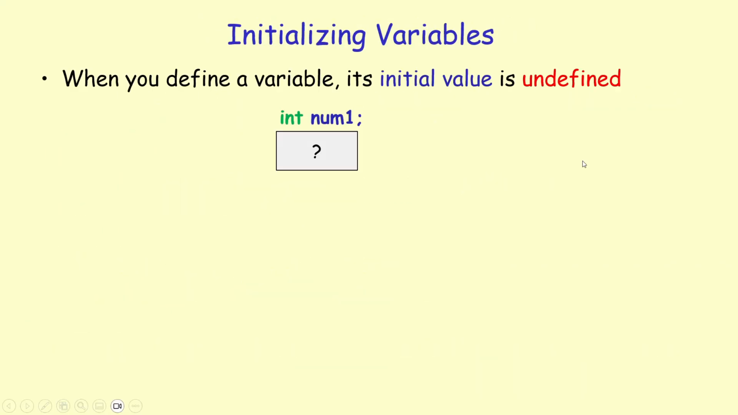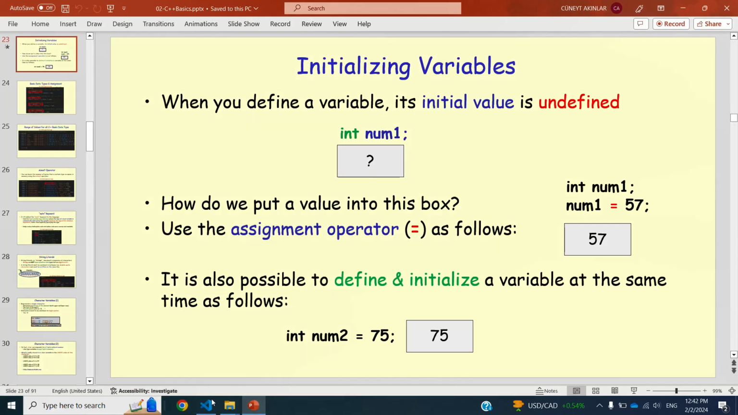When you define a variable in C++, its initial value is undefined. Here we are declaring an integer variable, int num1. So here is the box. The question is, what is the initial value of this variable? In C++, it is undefined, meaning that it could be an arbitrary value. So let me show you that.